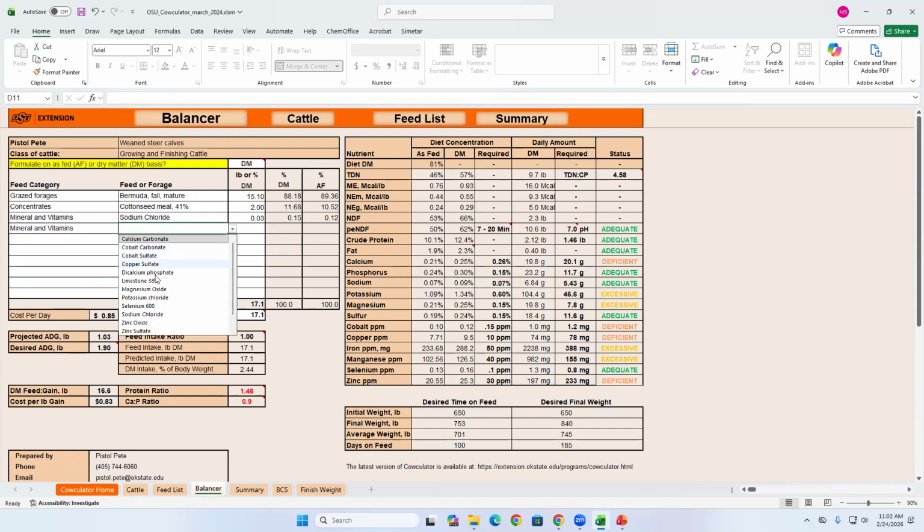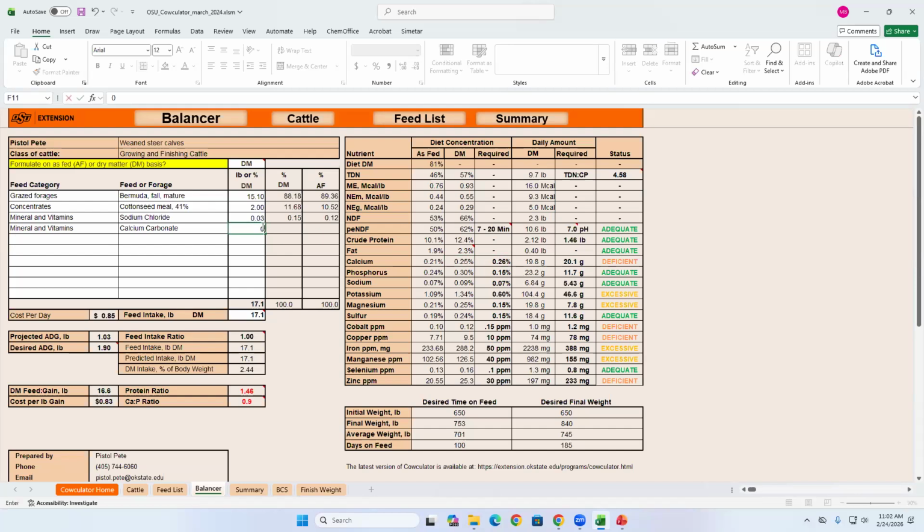Minerals, so calcium carbonate. Calcium carbonate is limestone. Okay. So here we have calcium. We're just barely deficient. So our dry matter content is 0.25. What we need is 0.26. So it's going to take a pretty small amount. So 0.01 pounds per day. We're now good on calcium.